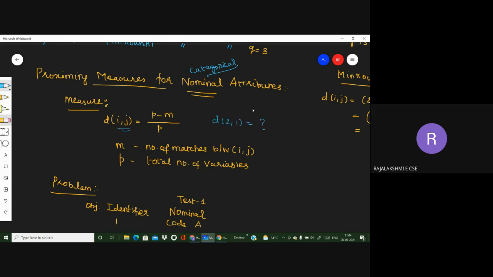Okay, that formula is given here. The measure can be given by using this formula. It's called a proximity measure. So d of i comma j is equal to p minus m divided by p. What is p? p is nothing but the total number of variables. However many variables there are, that is p. Okay, m is the total number of matches between i and j. I and j have two variable values, look at both.